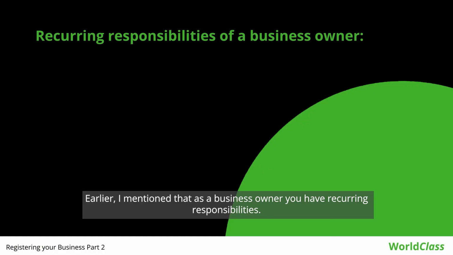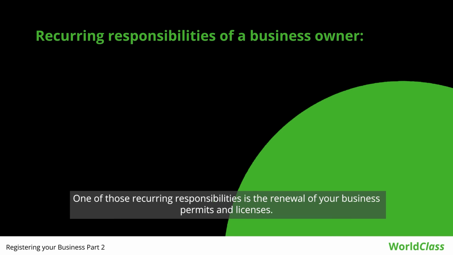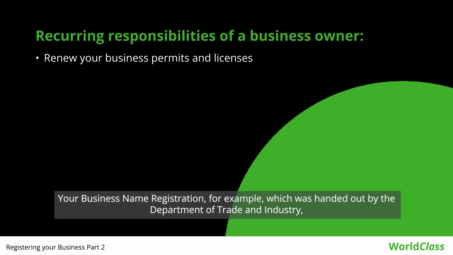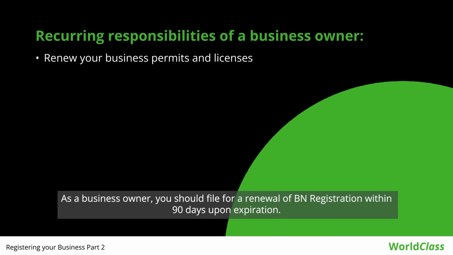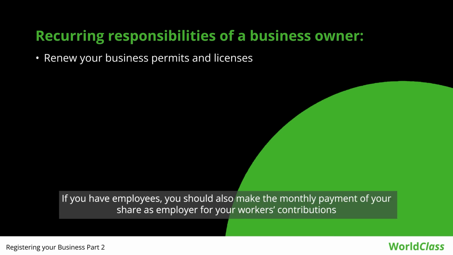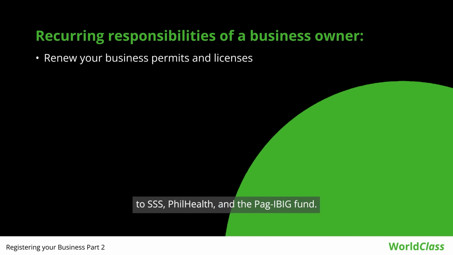Earlier, I mentioned that as a business owner, you have recurring responsibilities. One of those recurring responsibilities is the renewal of your business permits and licenses. Your business name registration, for example, which was handed out by the Department of Trade and Industry, will expire after 5 years or as indicated in your DTI certification. As a business owner, you should file for renewal of BN registration within 90 days upon expiration. If you have employees, you should also make the monthly payment of your share as employer for your workers' contributions to SSS, PhilHealth, and the Pag-ibig Fund.